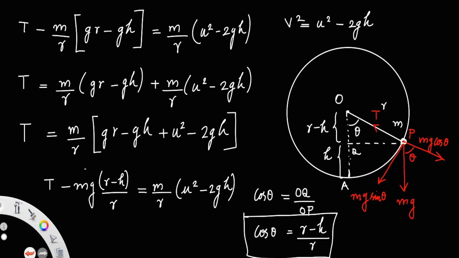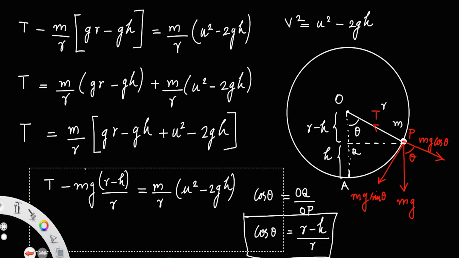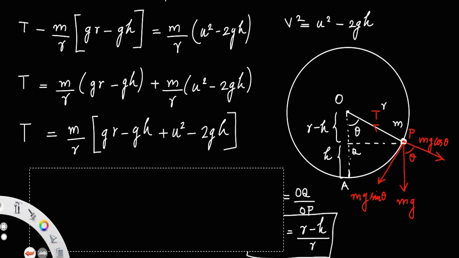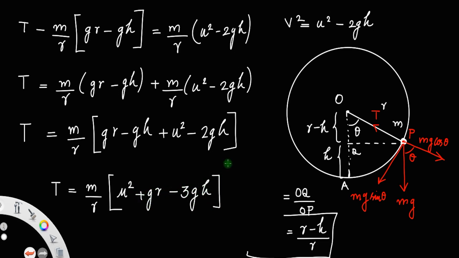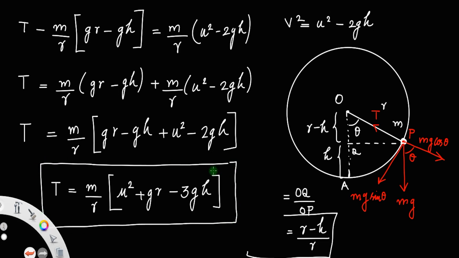So T is equal to m by r, minus gh minus 2gh will be minus 3gh. If you take the u square as the first term, then it will be u square plus gr minus 3gh. So this is the expression for tension at any point during the motion of a body in a vertical circle.